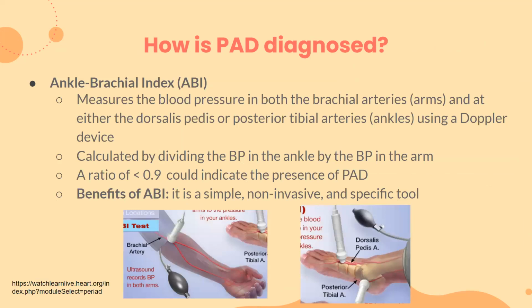So how is PAD diagnosed? Typically, the physician is going to use what we call an ankle brachial index. What this does is it measures the blood pressure in the brachial arteries, which refers to the arm, and compares it to the blood pressure in the ankles. As we see in the pictures on the bottom, we first measure at rest the blood pressure in the ankle and then calculate this by dividing it by the blood pressure in the arm. What we look for as confirmation of PAD is a ratio that is less than 0.9.